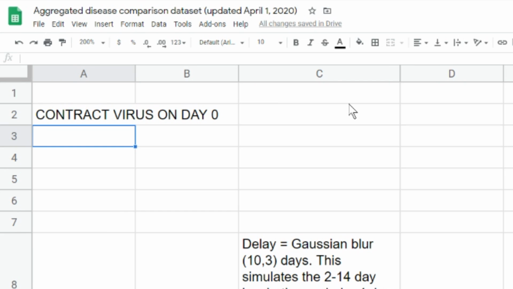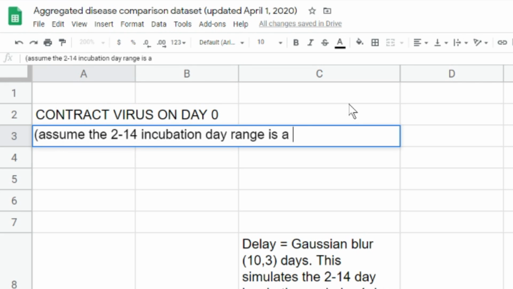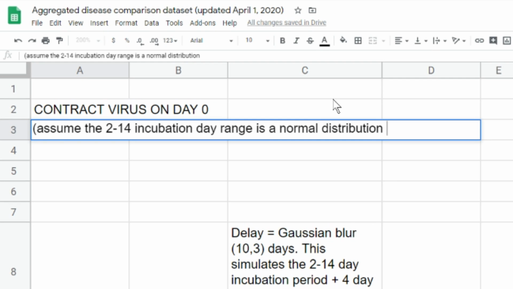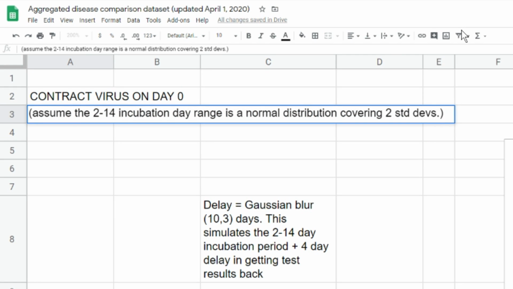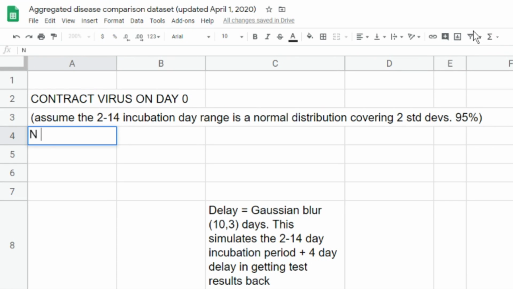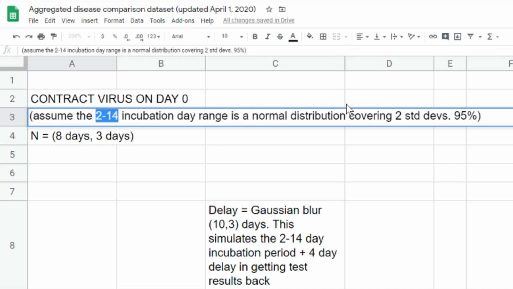Now this is a super questionable assumption, but assume the 2 to 14 incubation day range is a normal distribution covering 2 standard deviations. The reason I'm doing that is because 2 standard deviations will cover 95% of cases, which is a pretty good p-value or whatever that means. With this assumption, we can assume that the distribution of incubation periods would have a mean of 8 days, since that's the center, and a standard deviation of 3 days, since the range is 12 days and it needs to cover 2 standard deviations on either side.